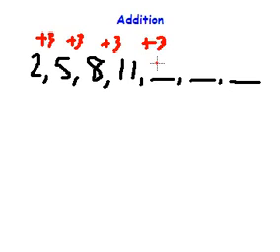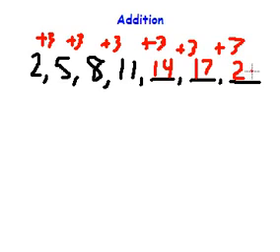So if we're at 11, we add 3, we get 14. We're at 14, we add 3, we get 17. And we're at 17, we add 3, and we get 20. That's all there is to using addition in number sequences. Just remember to check first to make sure that you are going to be using addition.